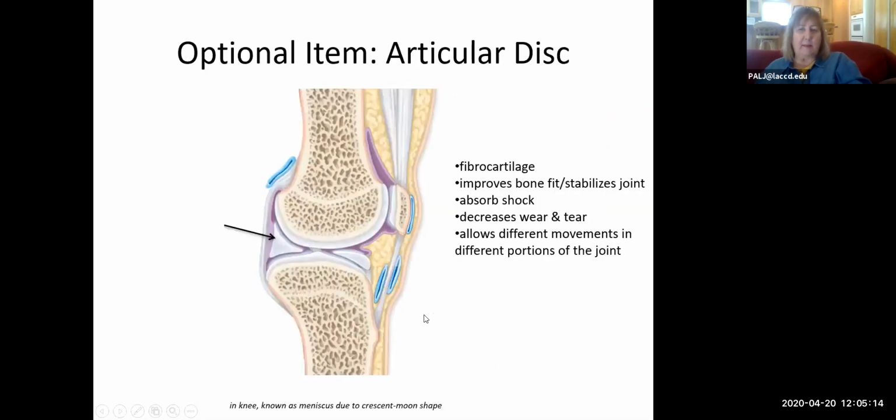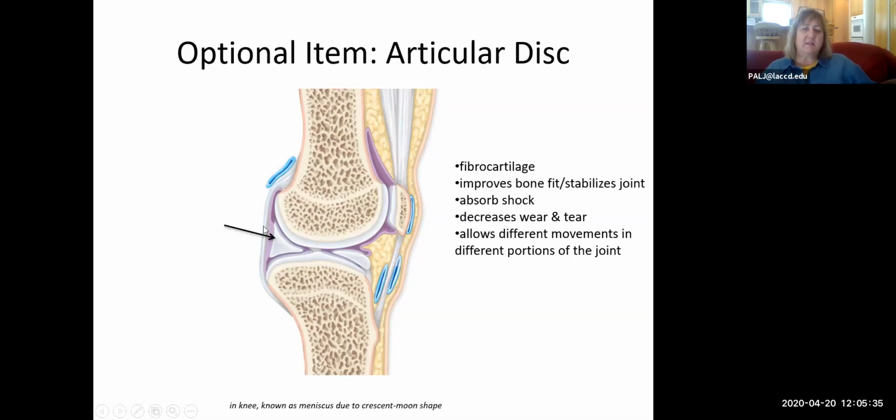So let's talk about some options. The first option is called an articular disc. An articular disc is an extra piece of fibrocartilage, which has various shapes depending on what joint you are talking about. And what they do is they make bones fit together.